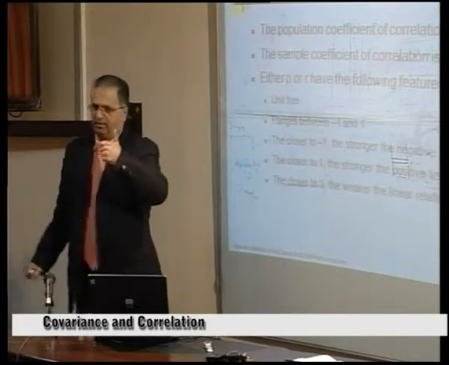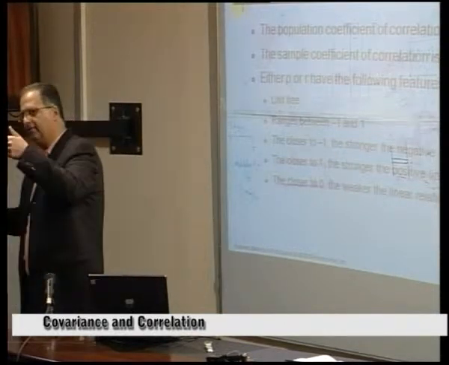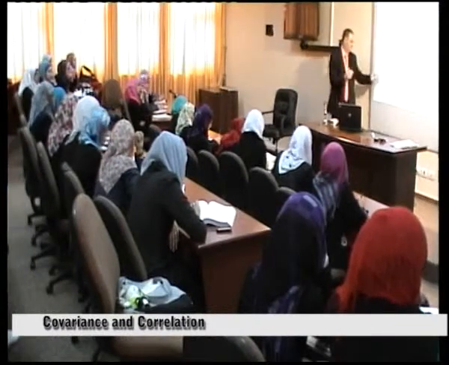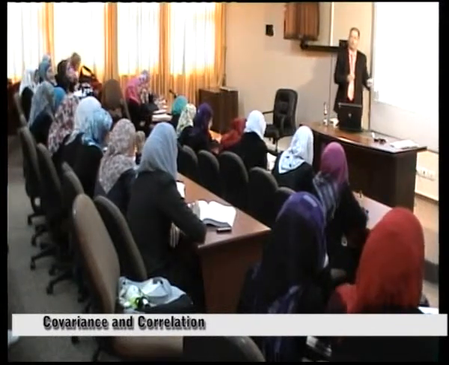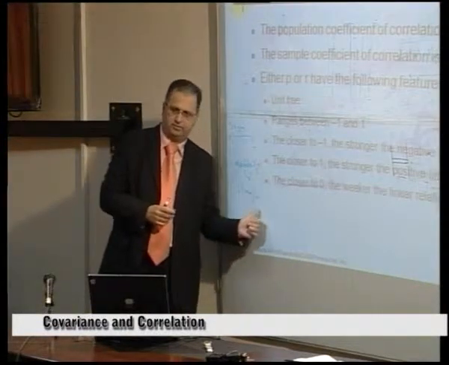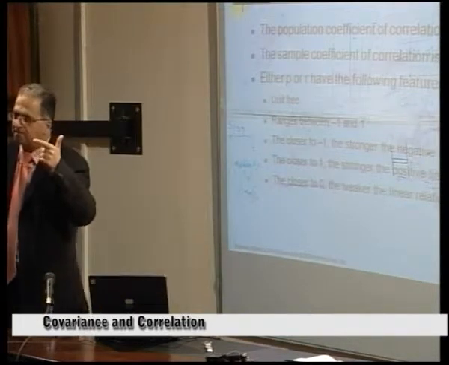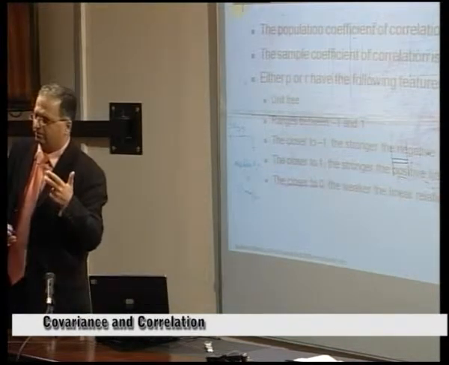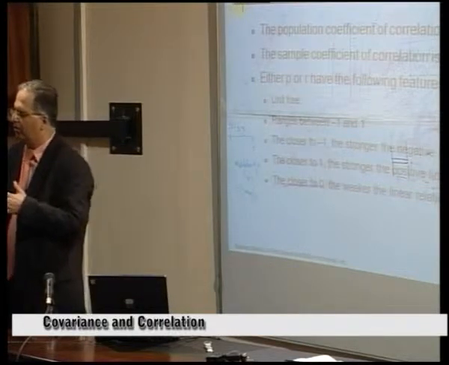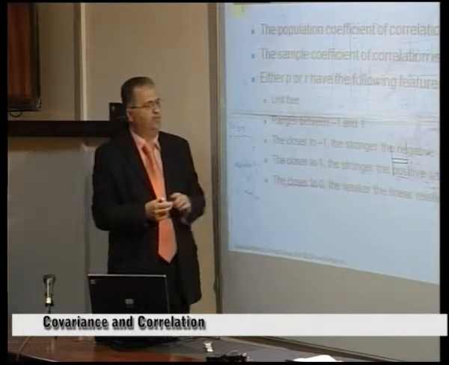So by using the sign of R, you can determine the direction, either positive or negative, or no direction. By using the absolute value, you can determine the strength. We can split the strength into three parts: strong, moderate, or weak, by using the absolute value of R.